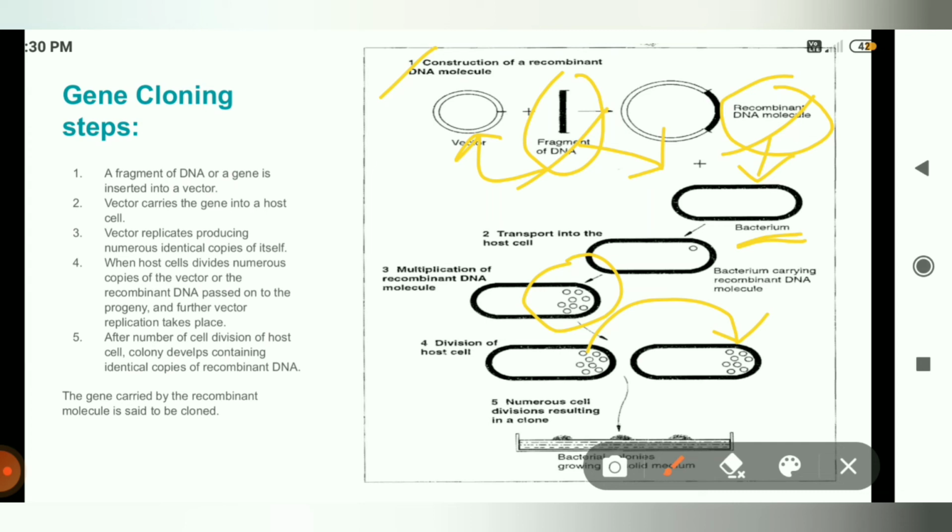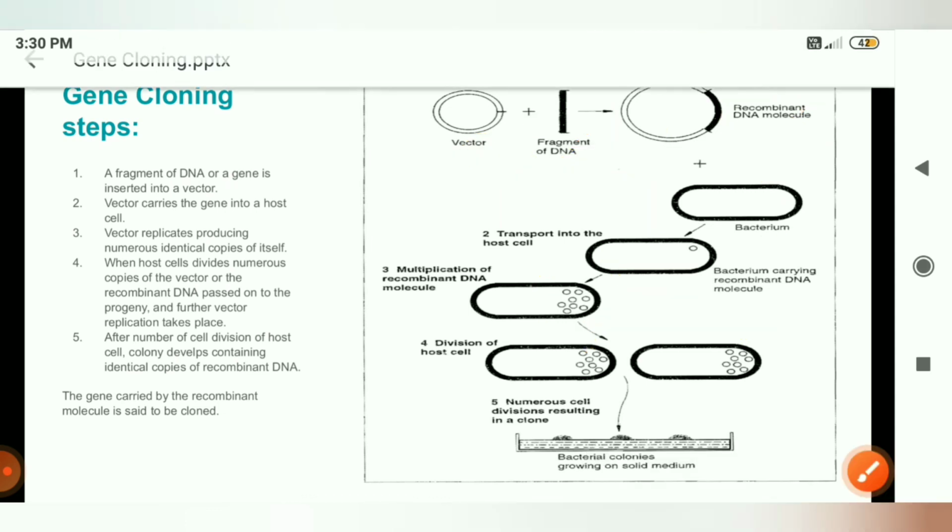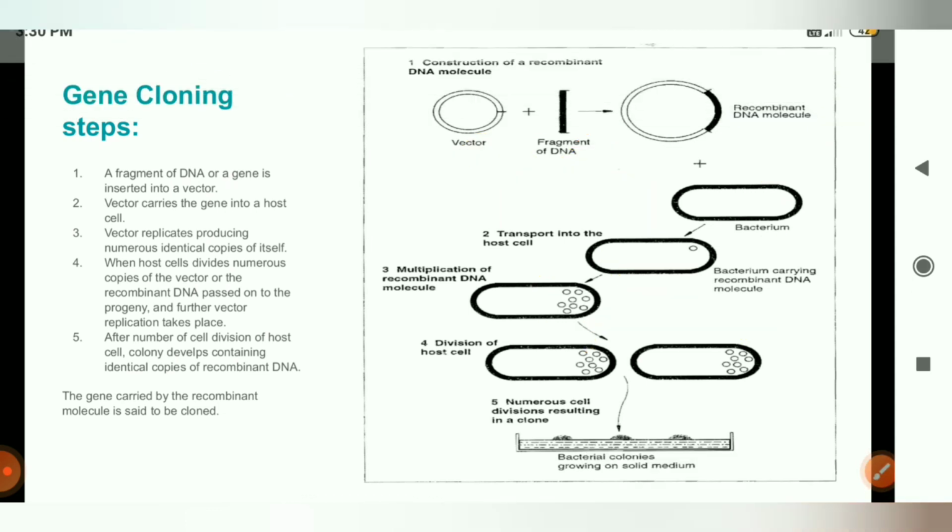After numerous cell divisions of this bacteria, the copies of the recombinant DNA molecules also increase in the host cell, which is nothing but the bacteria. And in this way, we get identical copies of the recombinant DNA molecule. I hope you have understood the whole concept behind gene cloning. In our further video lectures, we are going to discuss gene cloning in detail.